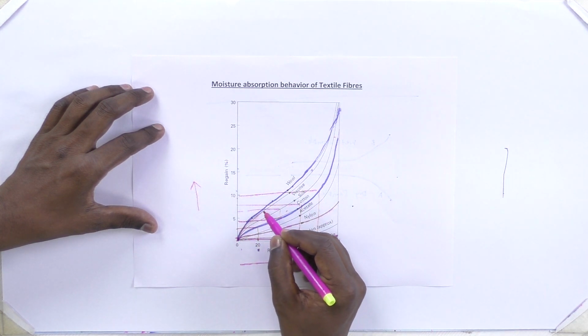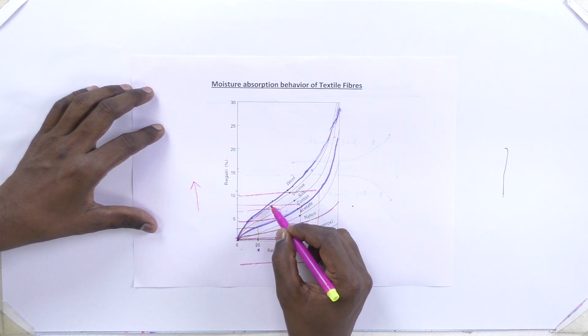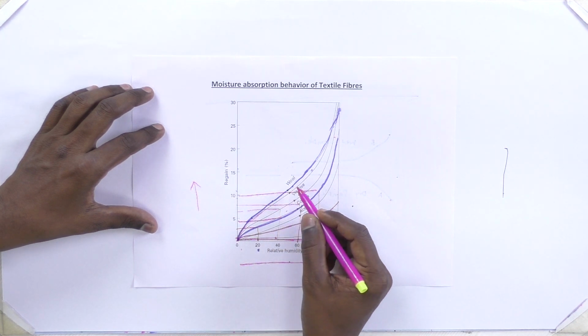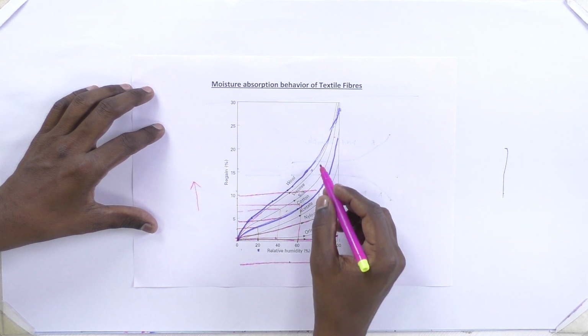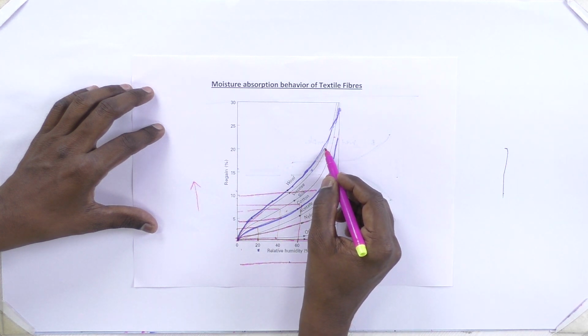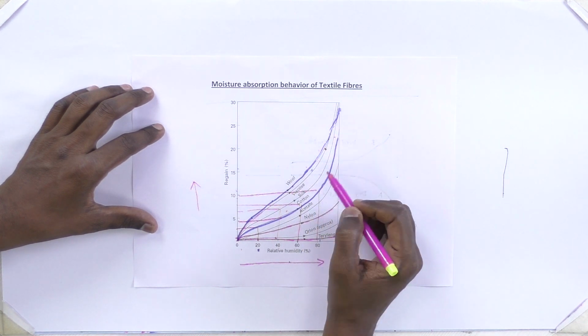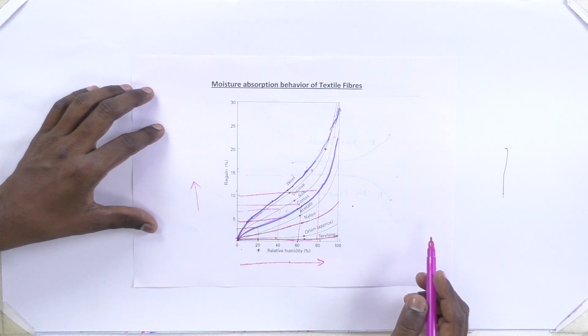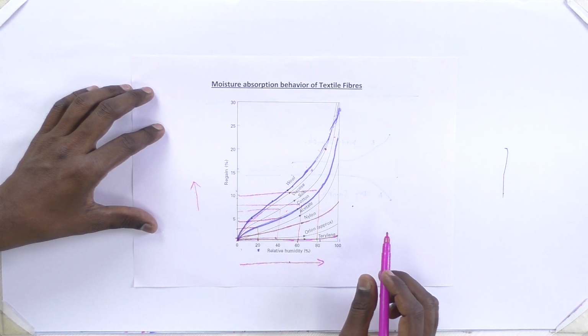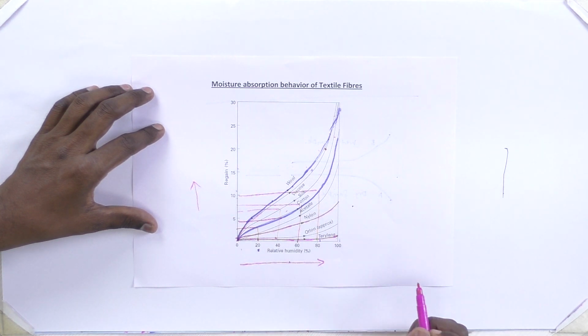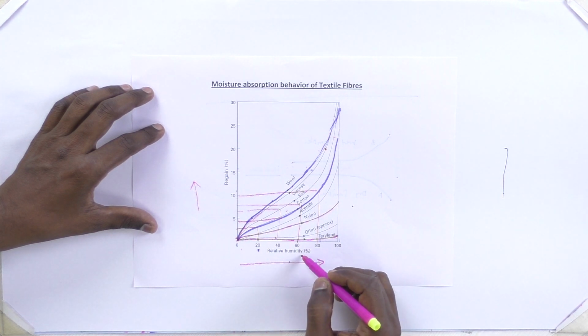The same way the viscose fiber, the viscose is behaving differently. At the initial stage of the viscose fiber, when the RH increases, the regain is getting increased. After 80% of RH, the viscose regain value is more than the wool regain value at more than 80% of RH value. So when the RH increases, the regain value of the fiber also increases.